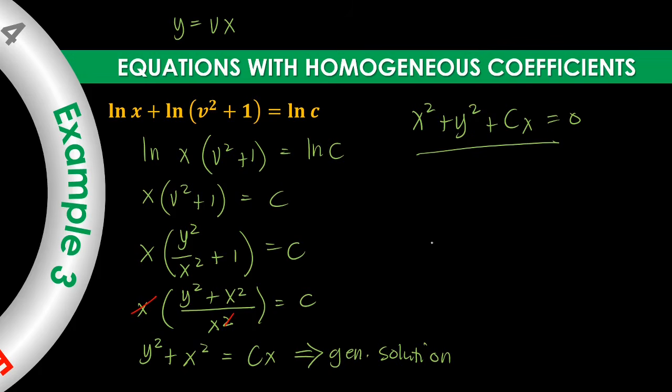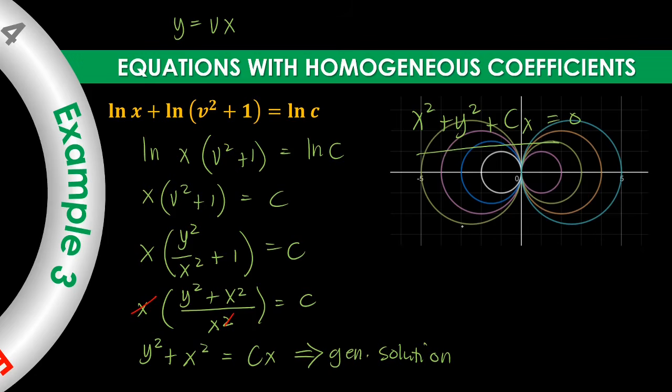So, this general solution represents a family of curves. What family of curves is represented by a conic section whose equation is x squared plus y squared plus cx equals 0? So, it's a family of circles. Okay? So, this is the family of circles represented by this general solution. So, we have circles whose centers are along the x-axis and they are tangent to the y-axis.